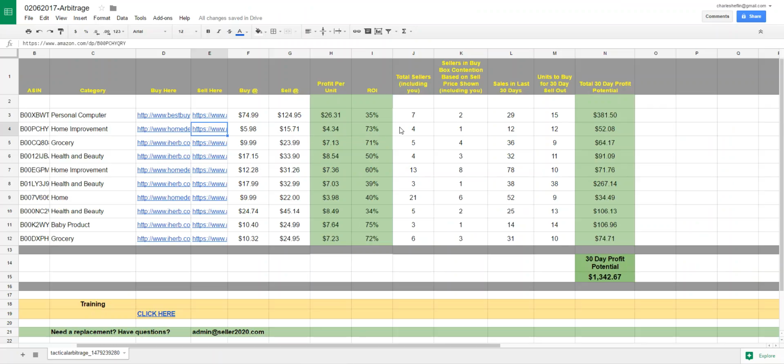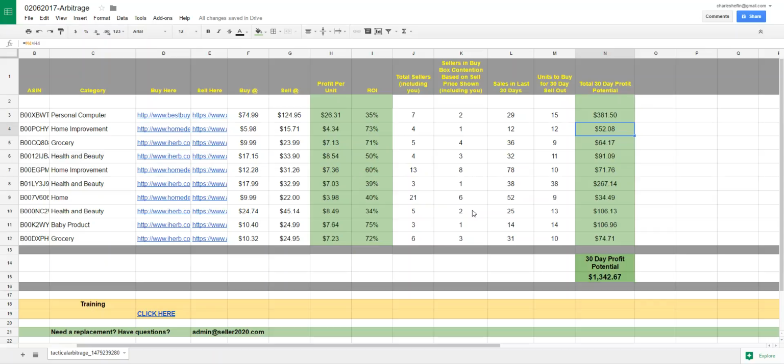So let's look at the data for this particular one we're just looking at. It gets about 12 sales. There's actually 4 sellers, and that's also including you coming in. But they're all merchant fulfilled sellers. So you coming in as FBA, you're going to hit the buy box every time. So sellers in buy box contention would be one. That would be you. So you can expect, if you come in on this and you price at the sellout price here, that you can reasonably expect to sell 12 of these in a month. So that's you just added $52 to your bottom line in profit.